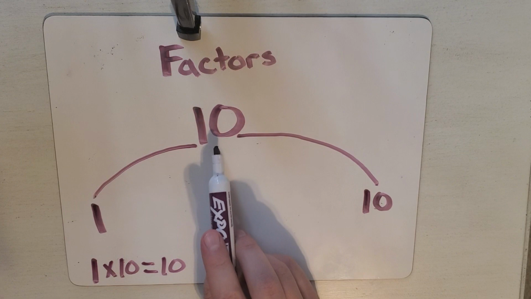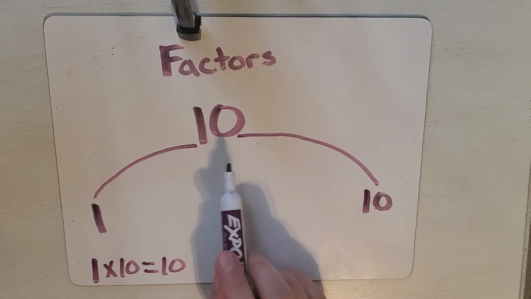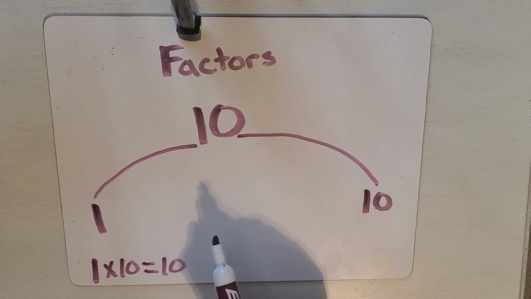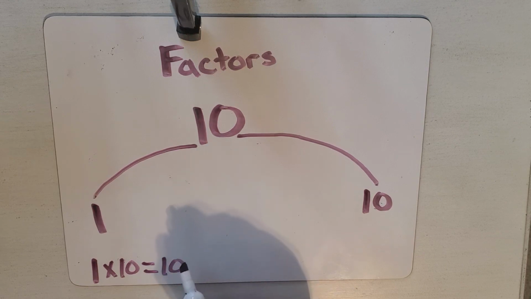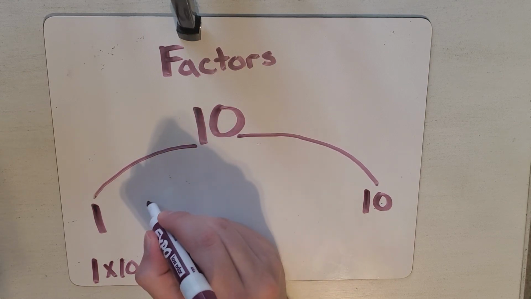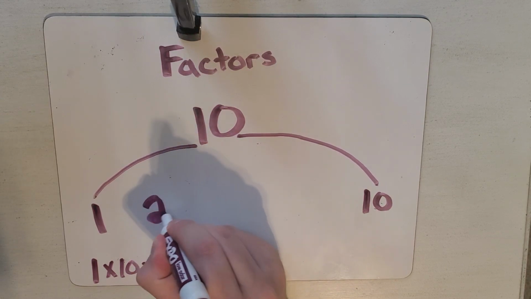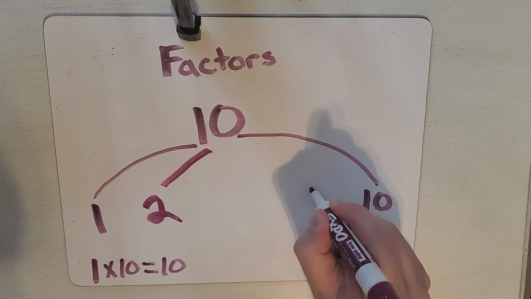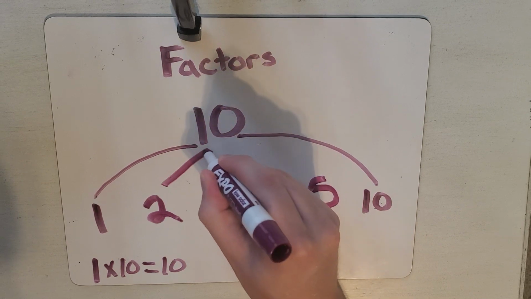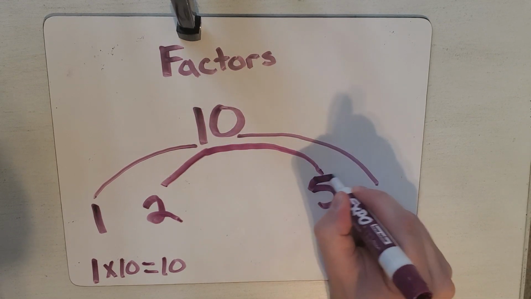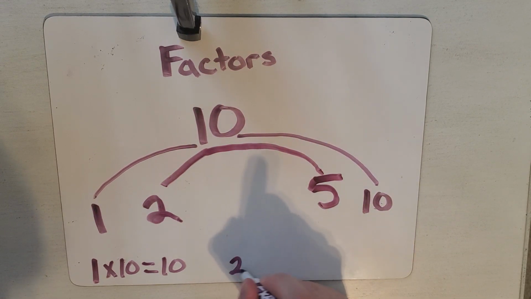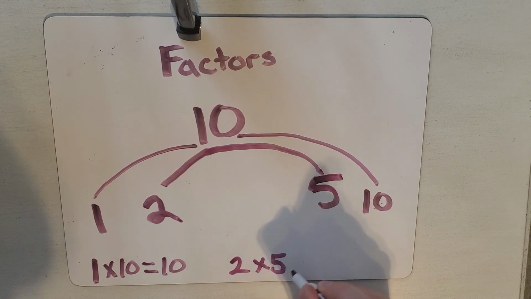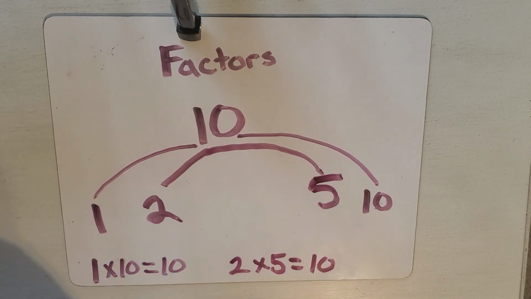I know 10 is an even number, so automatically 2 times something equals 10, because any even number can be divided by 2. I know from my multiplication, 2 times 5 equals 10. All right, I believe that's all, but I'm just going to check. I always like checking just to make sure.